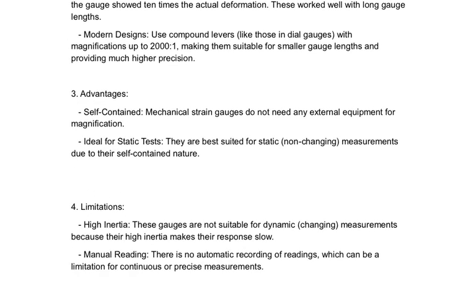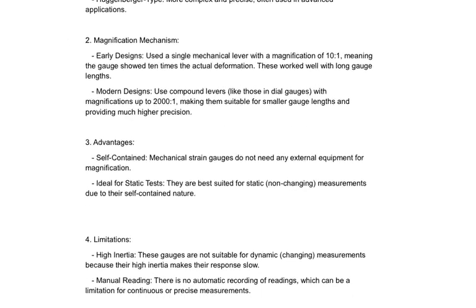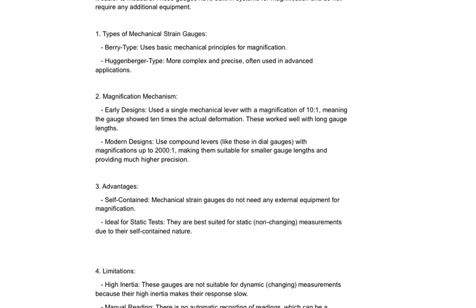So when they ask you about the gauges, you need to explain what you mean by gauges, and then cover the types of mechanical strain gauge, the magnification mechanism, advantages and limitations, or a few examples of the mechanical strain gauge.